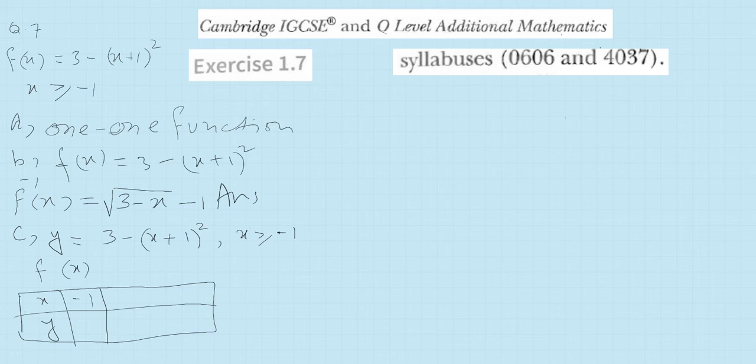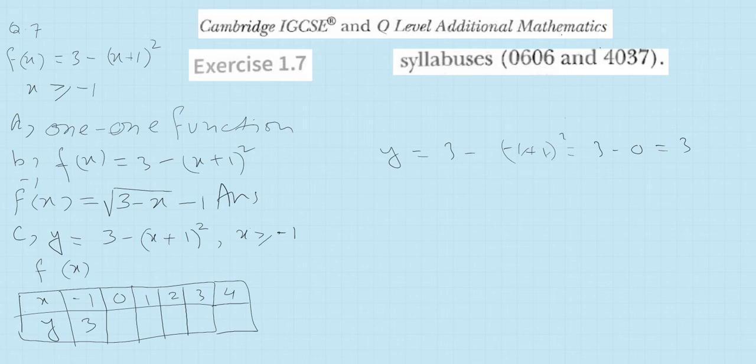So minus 1 and greater than minus 1 is 0, then 1, then 2, then 3. Take one more value, 4. Now put these values one by one in the given question. First we put x is minus 1. So y is equal to 3 minus (minus 1 plus 1) square. So minus 1 plus 1 cancel, the answer is 0. And 3 minus 0 is 3. So the first value is 3.